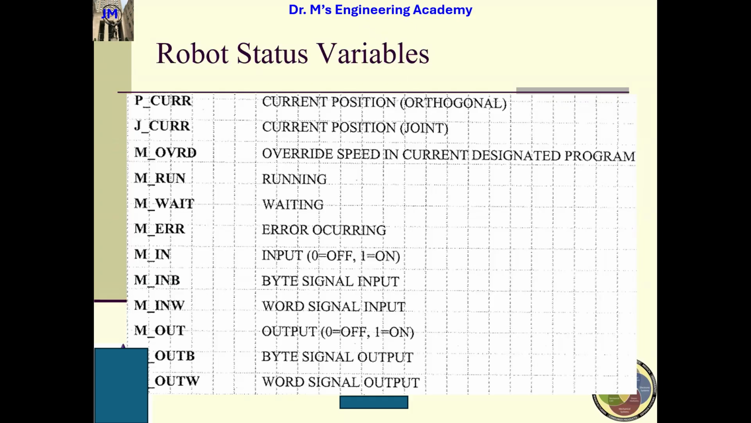So M_RUN is running, M_WAIT, and you just let the system wait. M_ERR is error occurring. So M_IN, and we see this one already. Okay, guys, you need to know, right? M_IN means bit. M_IN means a single bit. M_INB means byte.